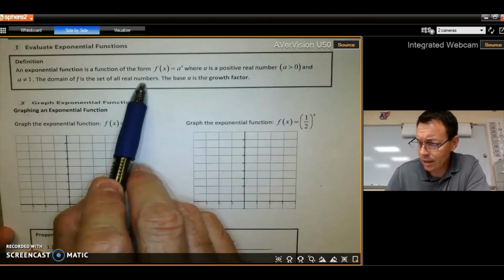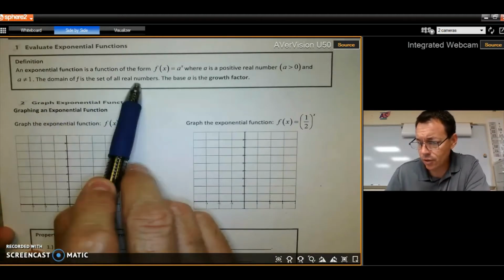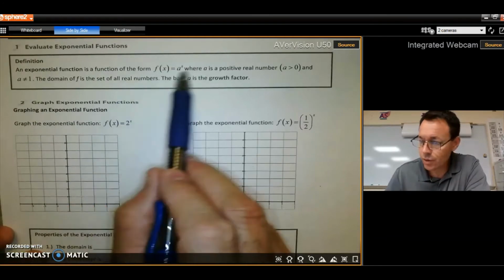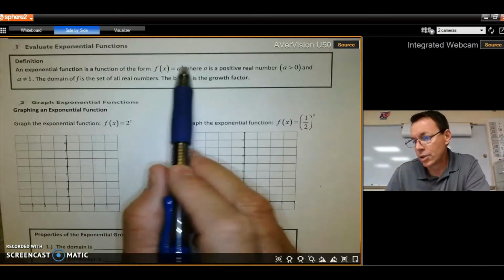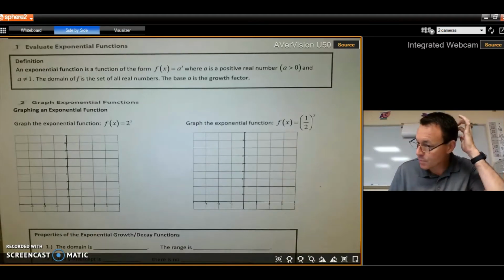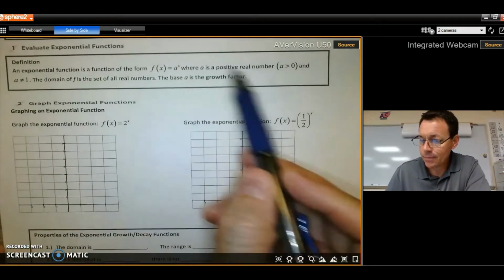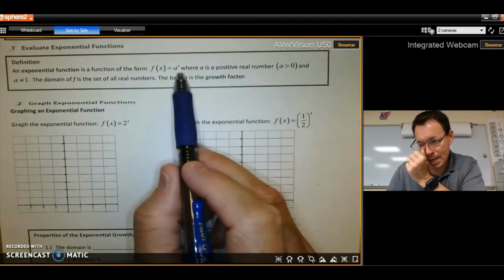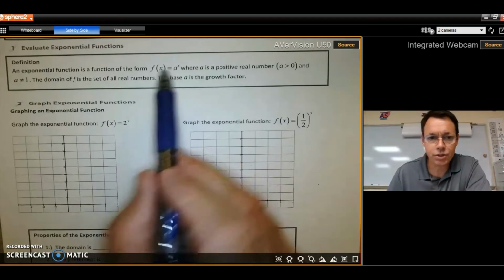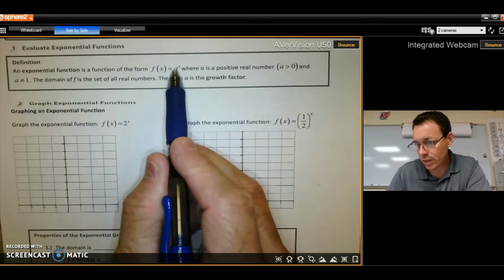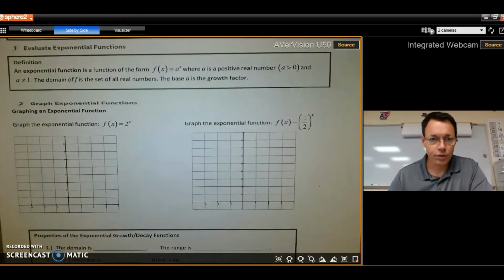The domain of an exponential is the set of all real numbers. We can plug anything into these. And what we're plugging things into is this exponent right here. So the x is your exponent. So that's going to keep changing as we put different values into it. Okay? The base, a, is called the growth factor. And that can also change problem to problem. But what that number starts with is going to affect how the graph looks and how the function grows.